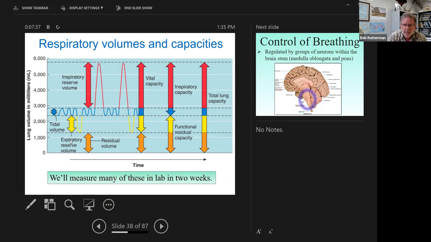When you add up the inspiratory reserve volume in red, the tidal volume in blue, and the expiratory reserve volume in yellow, that is the vital capacity, it's called. Vital capacity. This is how much air you can forcibly, voluntarily blow out of your lungs once you take the biggest possible inspiration.